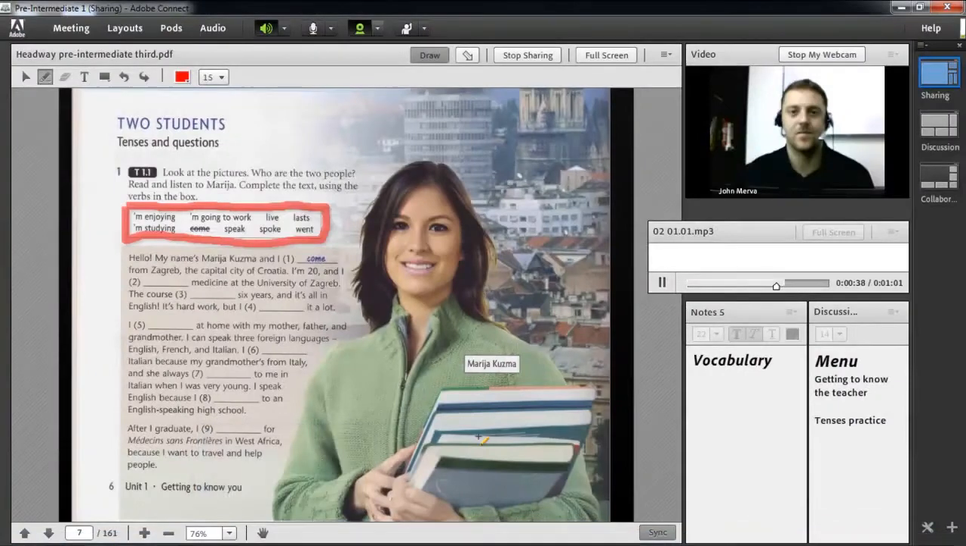I speak Italian because my grandmother's from Italy and she always spoke to me in Italian when I was very young. I speak English because I went to an English-speaking high school. After I graduate, I'm going to work for Médecins Sans Frontières in West Africa because I want to travel and help people.